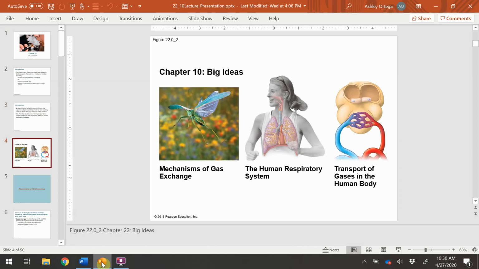And so as we are introduced into this chapter through smoking, we'll take a look at the mechanisms of gas exchange with the environment. We'll look at the human respiratory system, and then lastly, transport of gases in the human body.